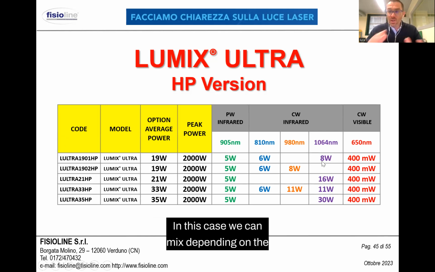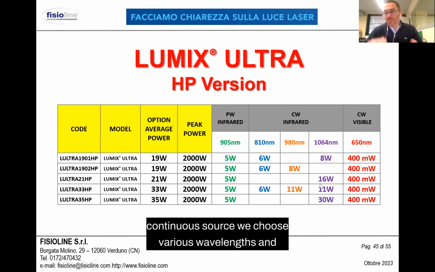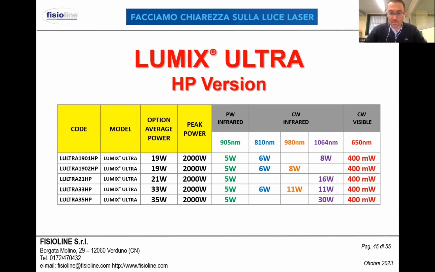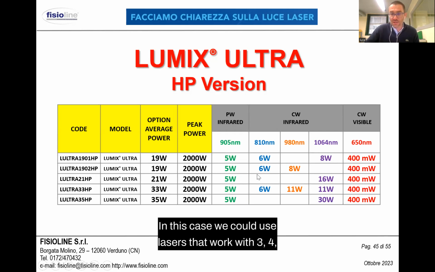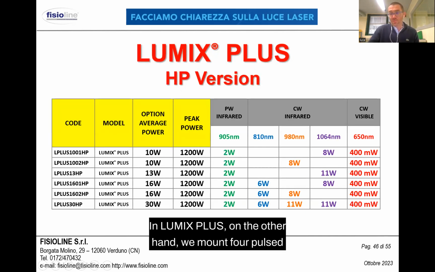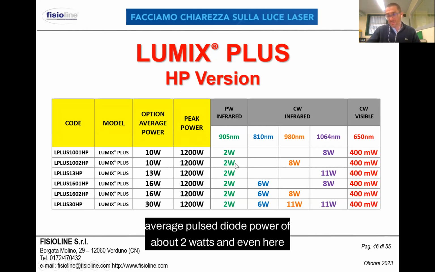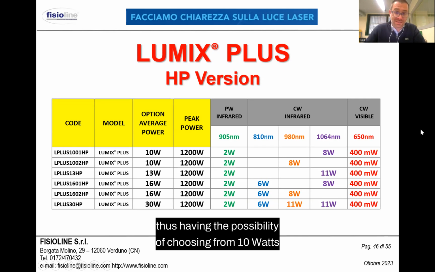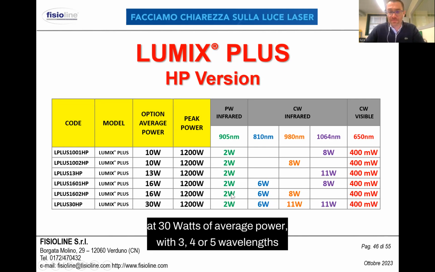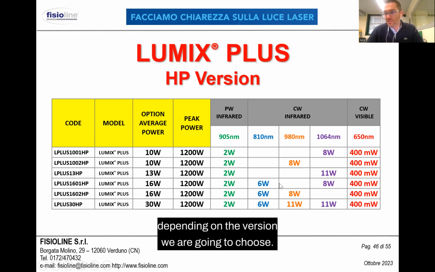In this case we can mix depending on the continuous source. We choose various wavelengths and various average powers. In this case we could use lasers that work with 3, 4, 5 wavelengths with a fixed peak power of 2000 watts. In Lumix Plus, on the other hand, we mount 4 pulsed sources, so we will have a peak power of 1200 watts, an average pulse diode power of about 2 watts, and even here we could then mix the various solutions of continuous diodes, thus having the possibility of choosing from 10 watts of average power up to 30 watts of average power, with 3, 4 or 5 wavelengths depending on the version we are going to choose.